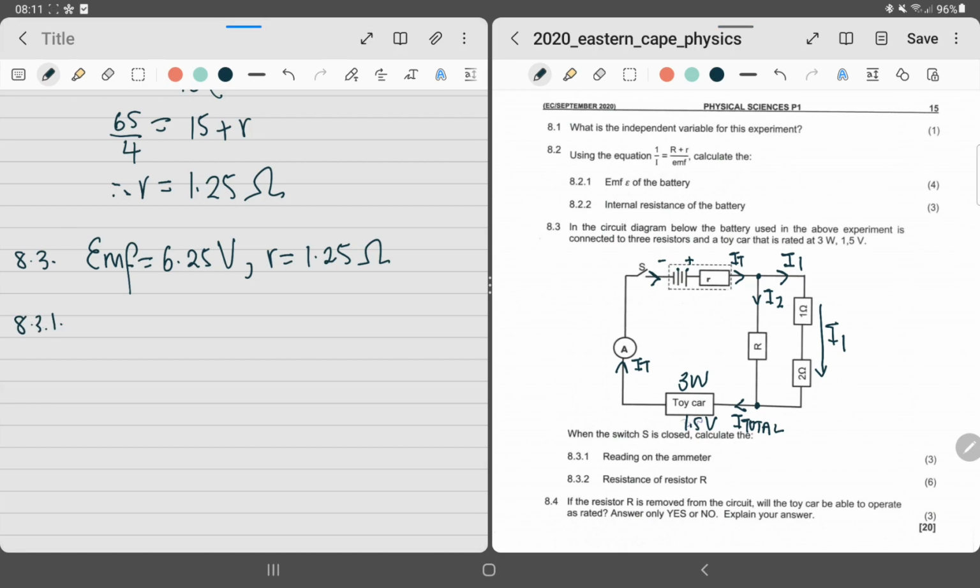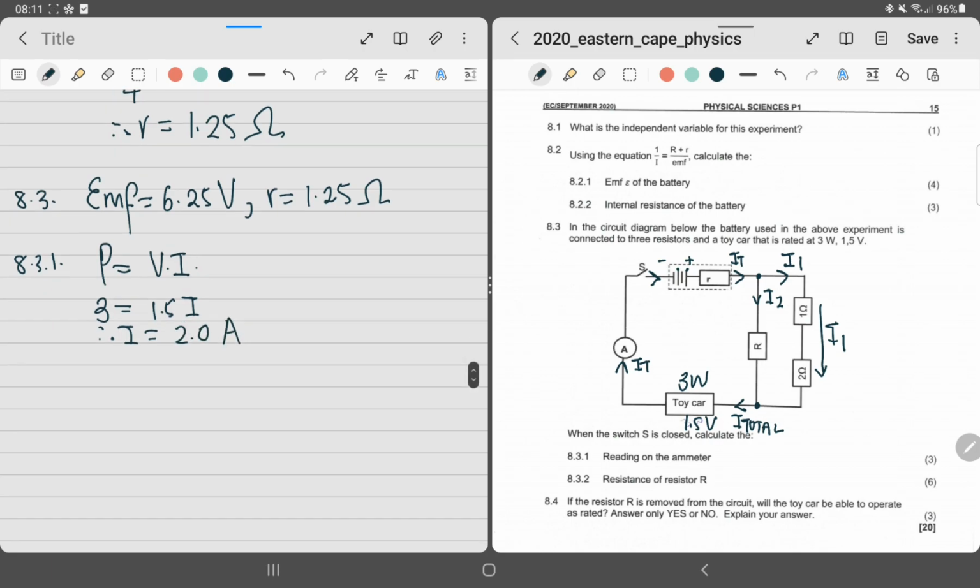8.3.1. When the switch S is closed, calculate the reading on the ammeter. So we are given the power as well as the voltage. We will use this formula. Power should be equals to the voltage multiplied by the current. The power is 3 and the voltage is 1.5. Therefore, I should be equals to 2. So this is 2 amperes.